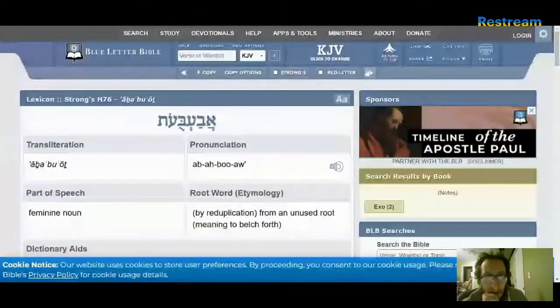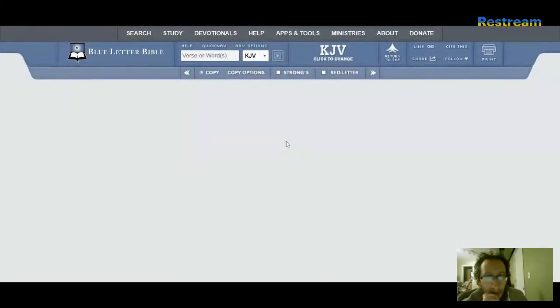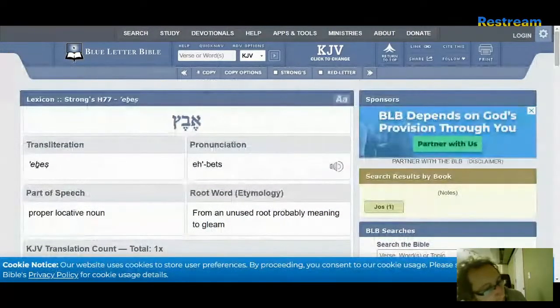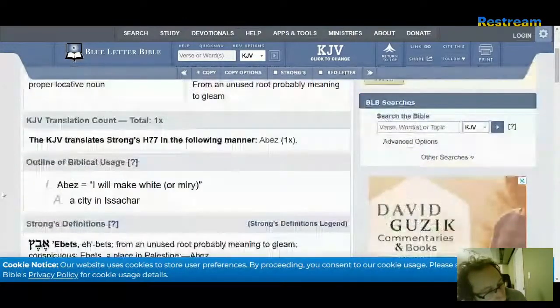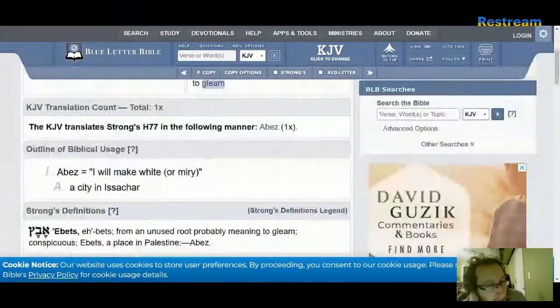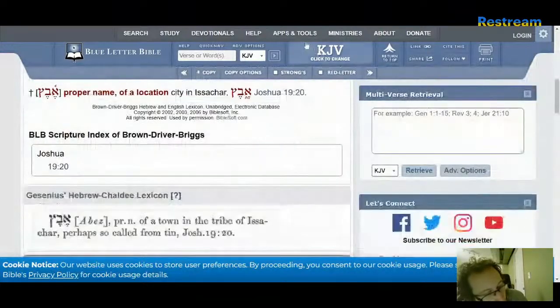So, but let's look up this word. I was looking up the word for boil on Wiktionary, but it doesn't really give us any helpful information there. Yeah, it doesn't really give us that information there. So let's go to Blue Letter Bible. We have abaj, arbets or abaj, and they say supposedly it means to gleam. It's a city in the tribe of Issachar, so it's the name of a city.